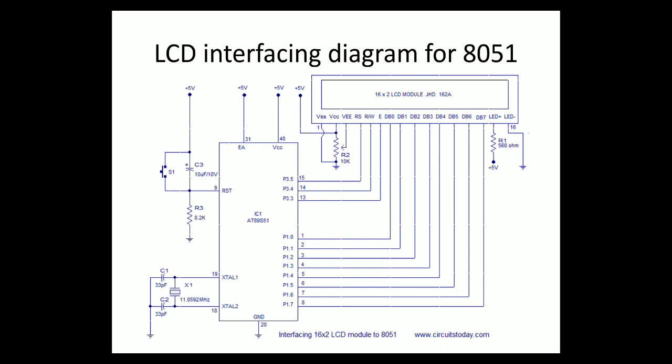Suppose you want to increase the contrast, I will reduce the resistance value. And suppose you want to reduce the contrast, I will increase the resistance value. That is how the variation is done. Now the remaining pins 3.3, 3.4 and 3.5 are connected to enable, RW and RS respectively. This is how I have made the connections in this display.